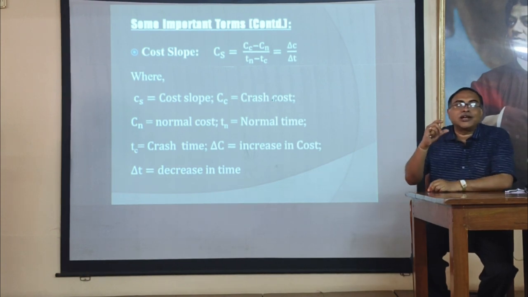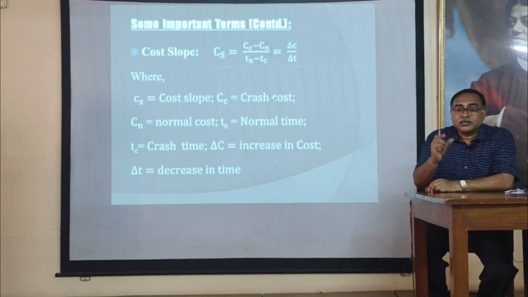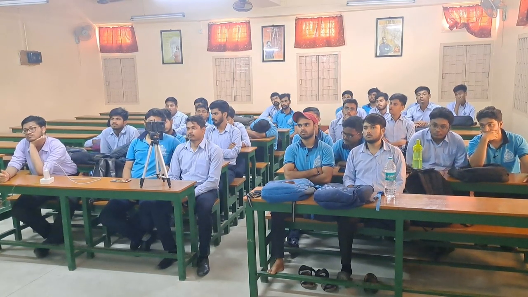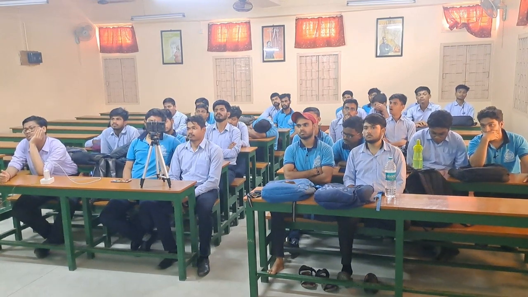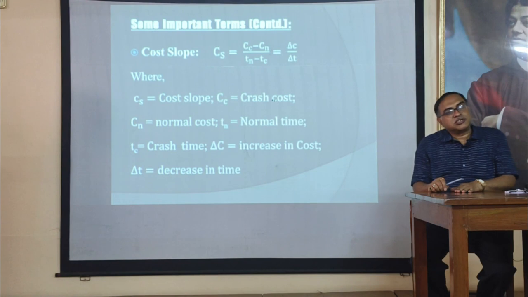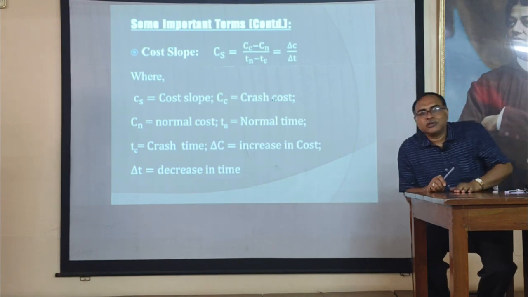We can reduce or crash this duration, and definitely cost will increase. But sometimes we can optimize so that duration should be minimum and cost should be minimum. In this way, we can optimize this. In the third problem, I shall explain these things. Okay, thank you. Any other?